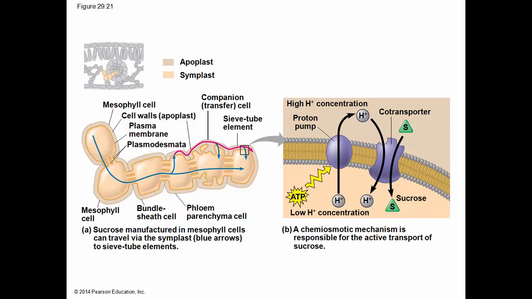Bulk flow by positive pressure is the mechanism of translocation in angiosperms. Phloem sap moves through the sieve tube by bulk flow, driven by positive pressure, called pressure flow.